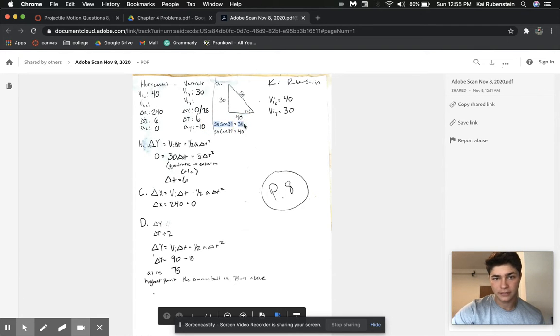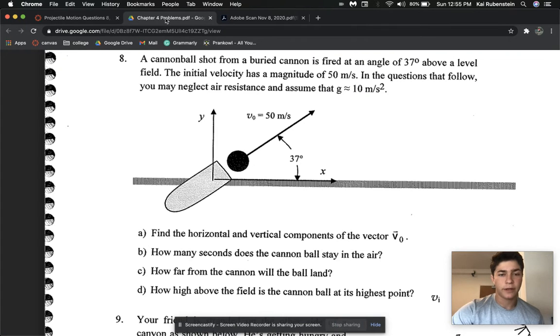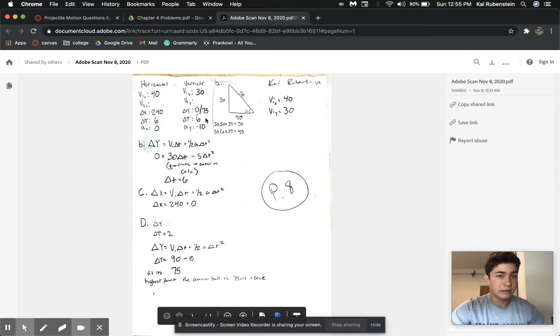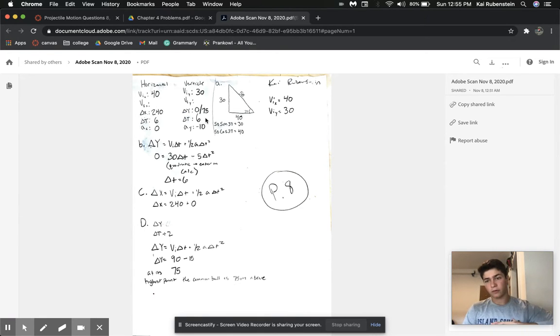And after we do these two equations, we come out with our answer to A, which is the initial horizontal velocity is 40 and the initial vertical velocity is 30. And so next we go to B, which is how many seconds does the cannonball stay in the air? And we're going to put our delta vertical displacement as 0 because it's starting on the ground, and then we're figuring out how long it stays in the air until it hits the ground.